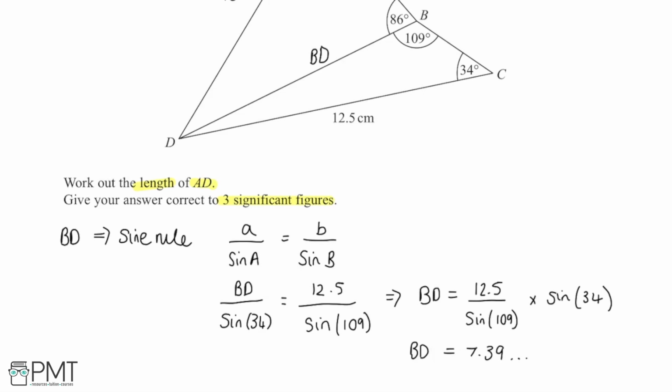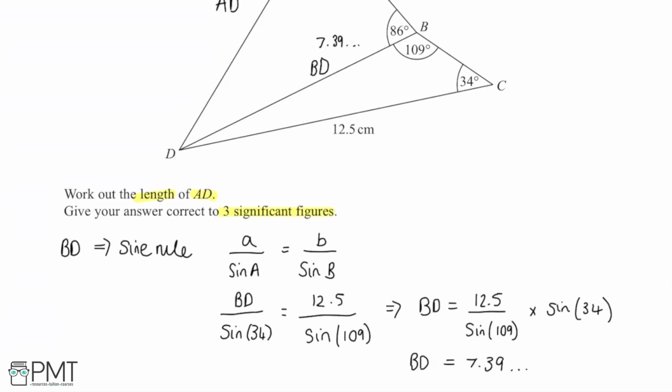But it's important to keep the actual unrounded value in your calculator, just so we don't get any rounding error throughout the question. So I'm going to be using the unrounded value that I've got in my calculator here. But now we have the length of BD, so I can just label that up here, 7.39, etc.